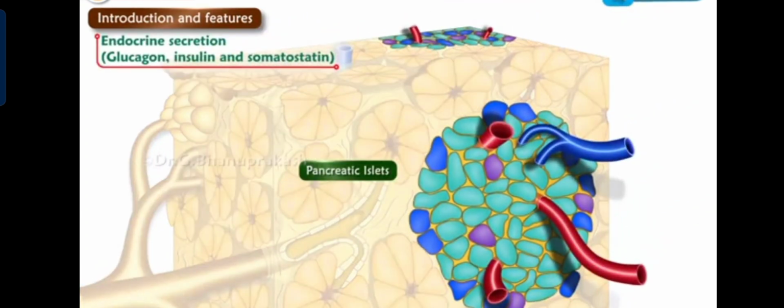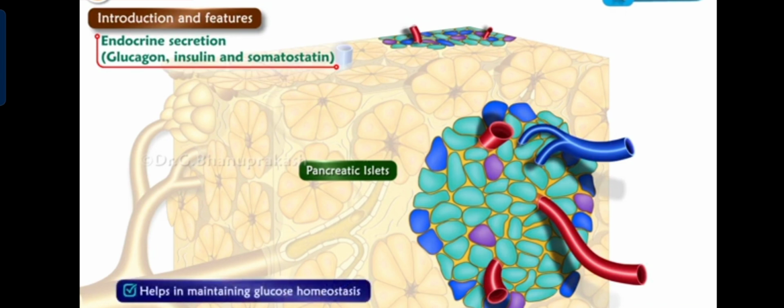And also it has endocrine activity. The endocrine secretions like glucagon, insulin and somatostatin, which are secreted directly into the bloodstream, help mainly in maintaining glucose homeostasis.